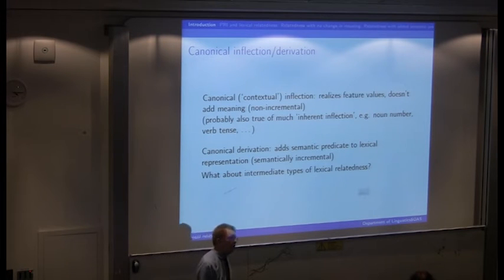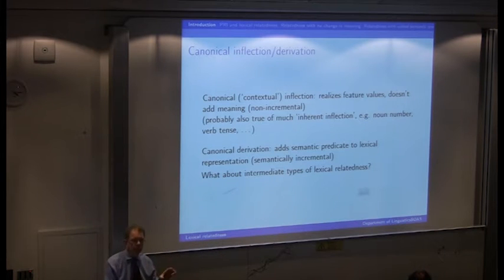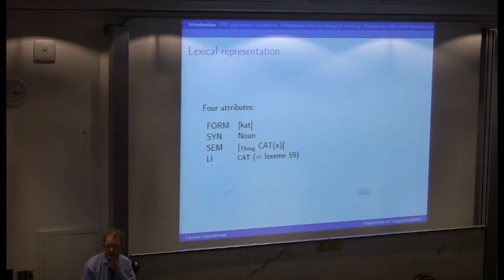The trouble is, not all types of relatedness are that straightforward. There's an awful lot of cases which are intermediate when we look at this across languages. And so we're going to have a look at some of these intermediate cases. So here are our four attributes. I've got a sophisticated semantic representation this time. This is a semantic representation: a one-place predicate with that being a variable, possibly bound by a lambda expression, and it's an ontological category thing.